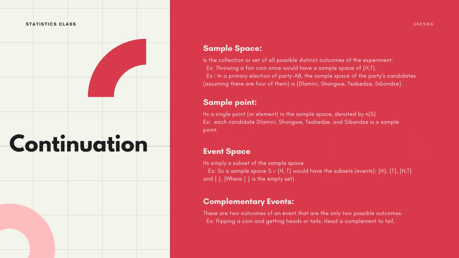Then moving on, you need to also know what a sample point is. Now that you know what a sample space is, a sample point is basically that single point or element that is in the sample space. So if I go back to those 4 candidates, there was a Dlamini, a Shongwe, Thabetse, and Spanze. If I am to choose any of those 4 at random, that is now speaking to a sample point.